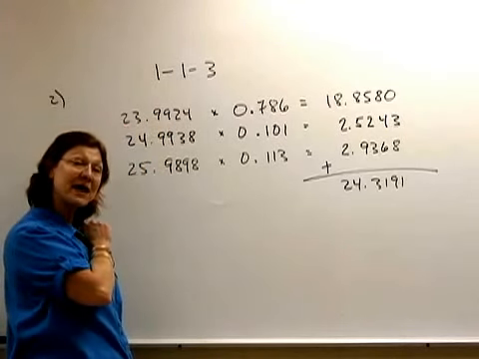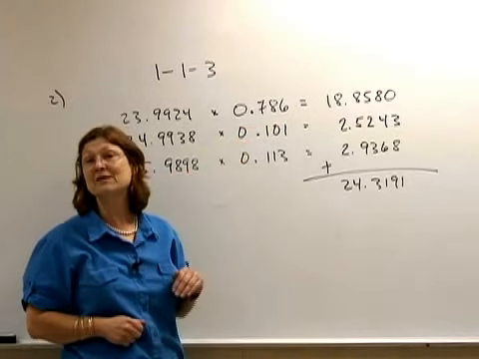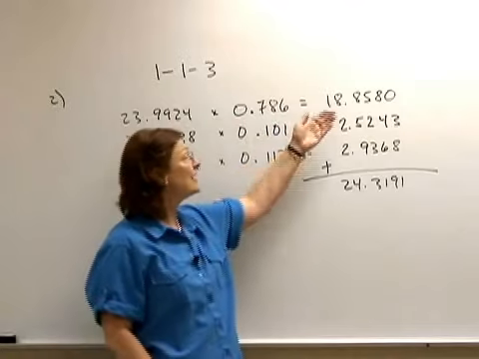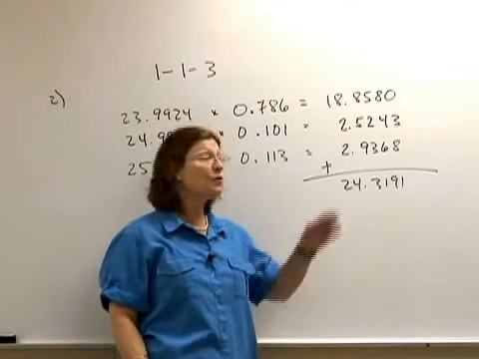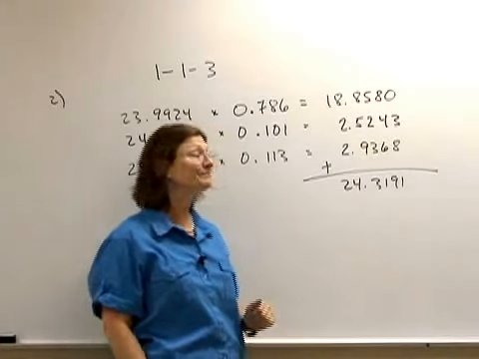We are given 23.9924 as the mass of our first isotope, and we're given 78.6%, which we must change to a decimal. Then we multiply it out and get 18.8580. Remember, we take it 4 places after the decimal and cut it off.